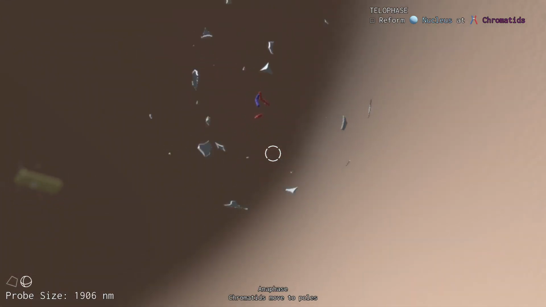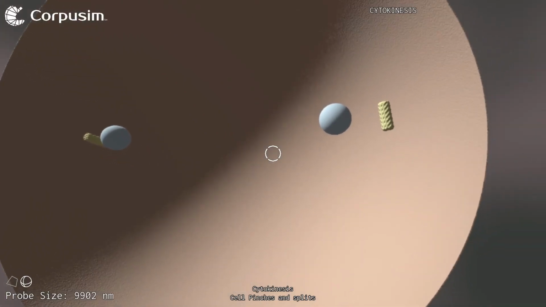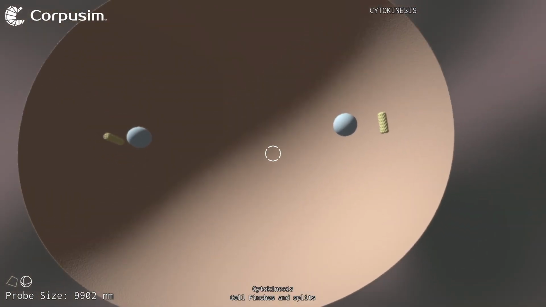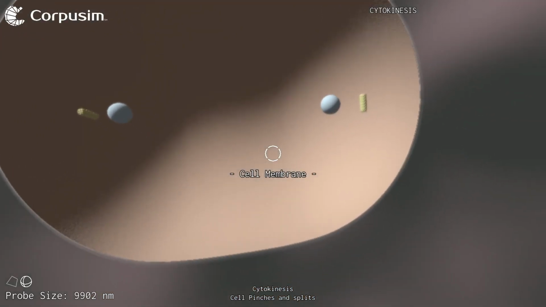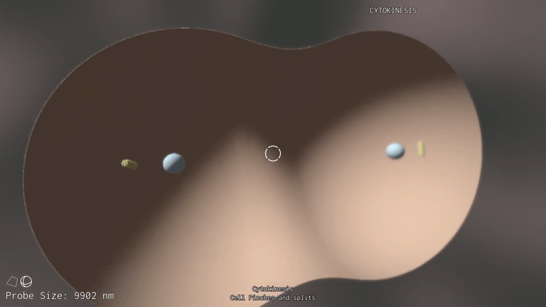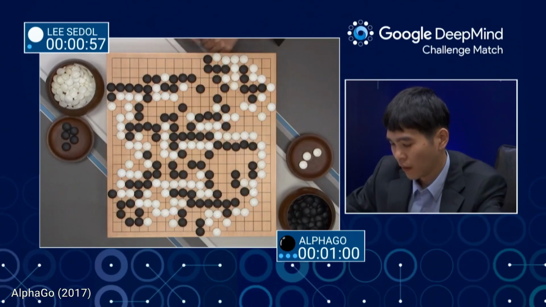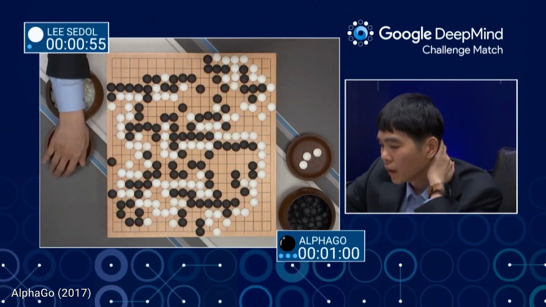I spent 2 years developing an organism simulator called Corpusim. I wanted people to understand complex biology deeply by interacting with it directly. And I hoped that it could be used to develop new drugs and procedures. Then I saw AI. I saw where it was going. And I stopped work on Corpusim. This is the story of what led to that decision, and why I think it was the right decision.